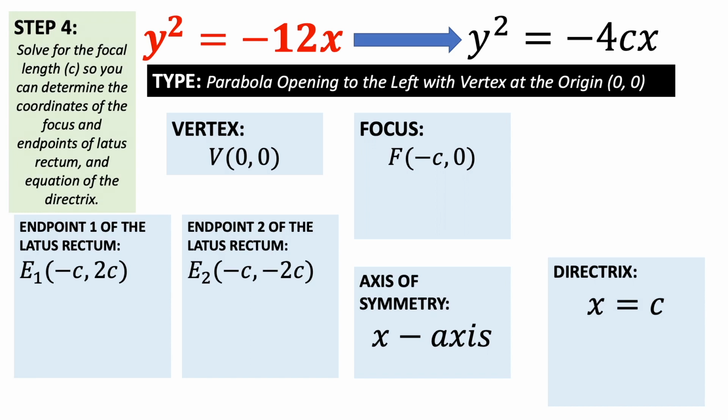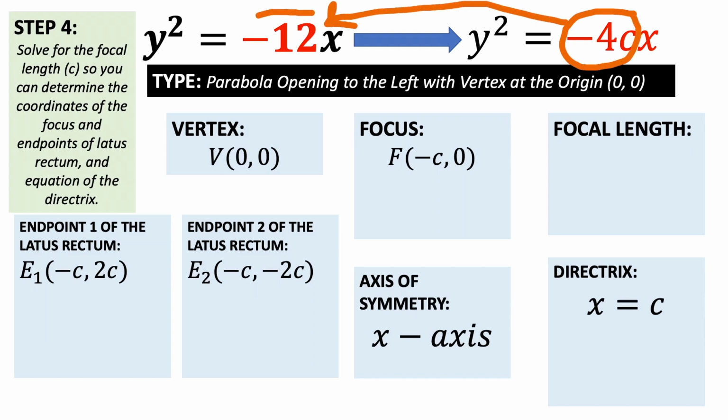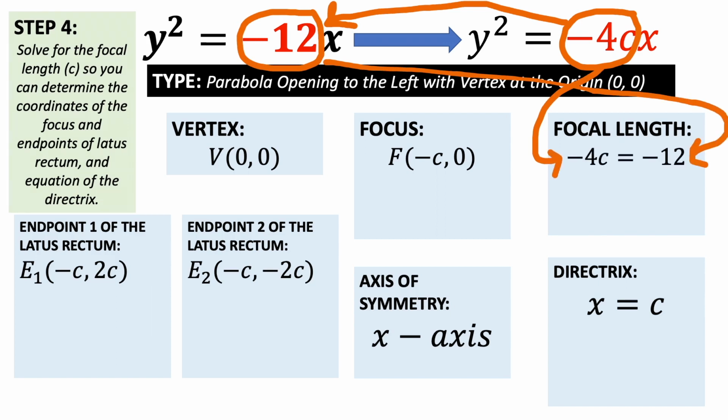To solve for the focal length, we will go back to our standard equation. Maybe you already have an idea where we will get the focal length represented by small letter c. We can get it from negative 4c. It corresponds to negative 12 in our given. Therefore, we will solve for c using the equation negative 4c equals negative 12.